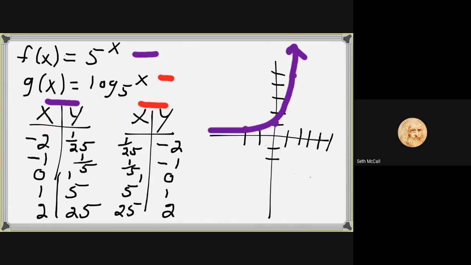Then if these all get switched, I'm going to have a dot there, dot there, dot there. And then 1, 2, 3, 4, 5, 1 is going to be right there. And you're going to have a graph that looks like that. And the purple one is the exponential, and the red is the logarithmic function, and they're reflections of each other.